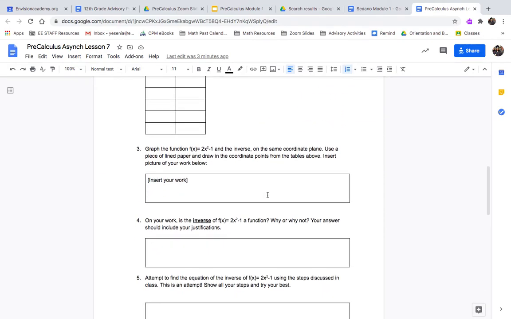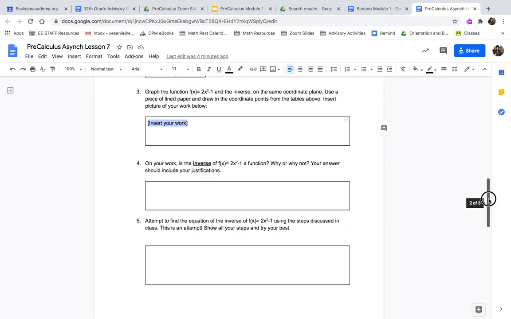You're going to go down, and what I'd like you to do is to graph both the original function and the inverse on the same coordinate plane, so on a graph. I want you to use a piece of lined paper, and I actually want you to do it on paper, not on Desmos. I want you to use a piece of paper and to graph both the original function and your inverse on the same coordinate plane. So you have to draw an x and y plane, and I want you to insert a picture of your work here. And then I'm going to ask you some follow-up questions about the inverse after you have finished graphing.